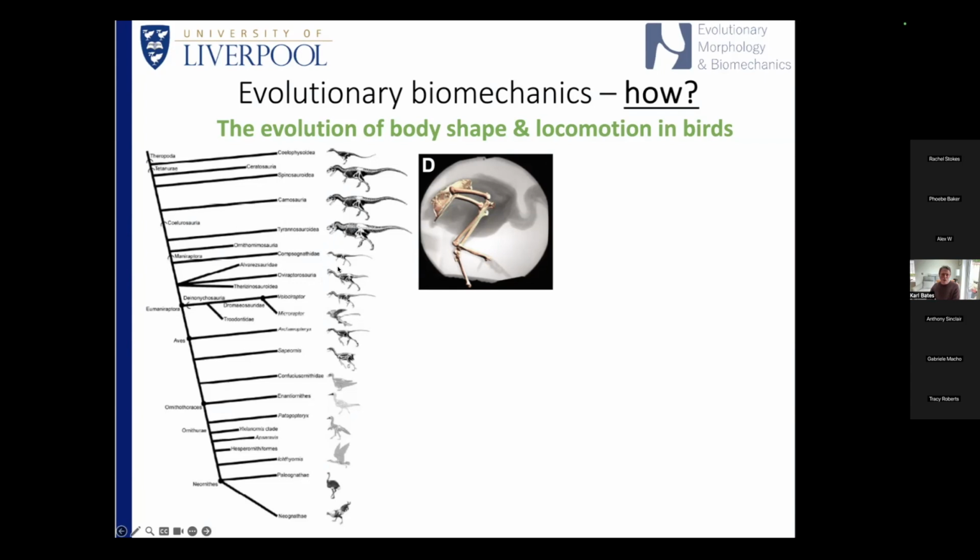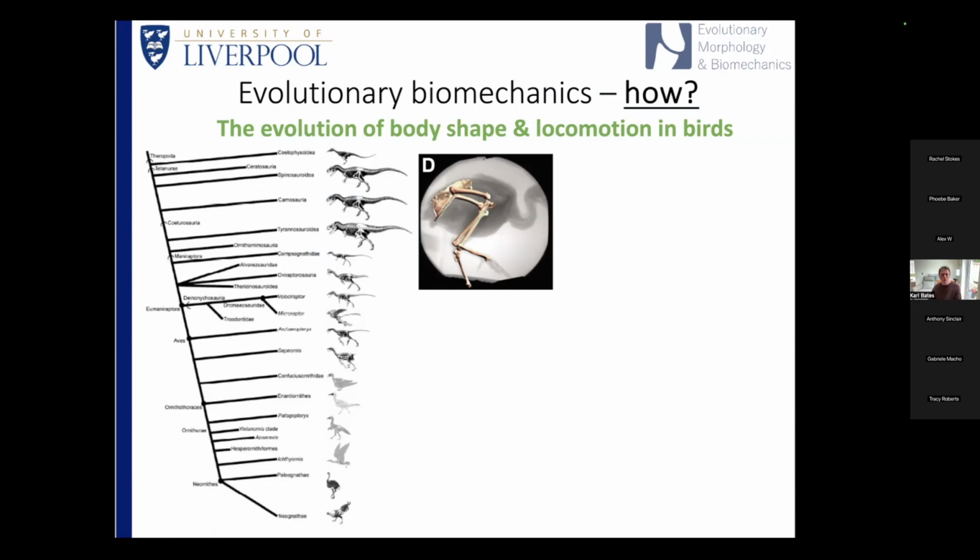And as you go along this line to birds, and you get to, where's Archaeopteryx? Probably in here, Archaeopteryx. What you can see is that long muscular tail is getting shorter. The forelimbs are getting longer as they evolve into wings, and the head probably gets a little bit smaller as well. So there is this body shape change. And obviously flight has an awful lot to do with this.